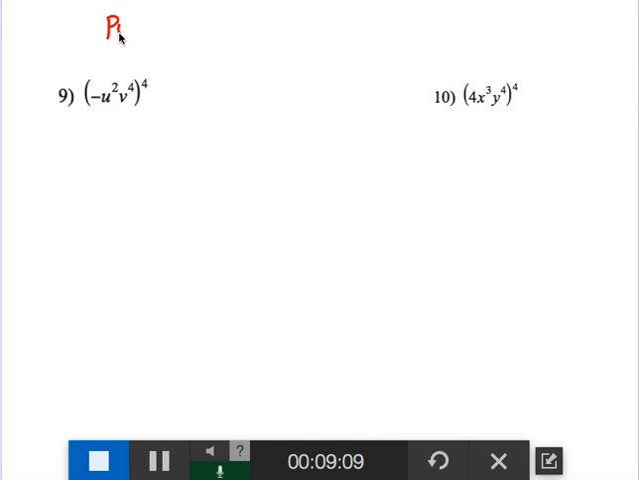This rule is a power to a power. So, for example, if you have x squared and then cubed, that's a power to a power. Whenever it looks like this, you multiply the exponents. So that would be x to the 6th. So you multiply.